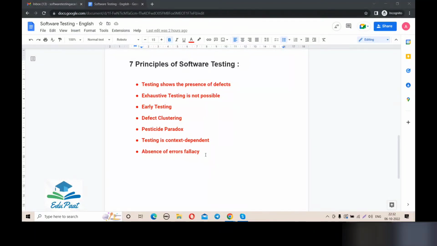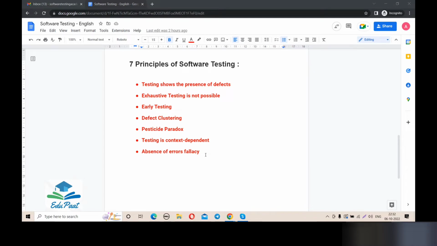As a part of this video, I am going to tell you the 7 principles of software testing. It is very important and necessary for every tester to know. Today, I will clear all of your doubts about these 7 principles of software testing.